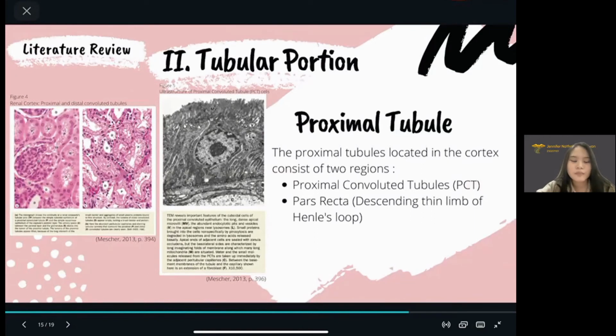The first is the proximal convoluted tubule, made up of simple cuboidal epithelium with long microvilli. The second one is the pars recta or descending thin limb of Henle's loop, composed of low cuboidal cells with few mitochondria. In the proximal convoluted tubules, the cells have an abundance of mitochondria and many long microvilli that facilitate reabsorption.